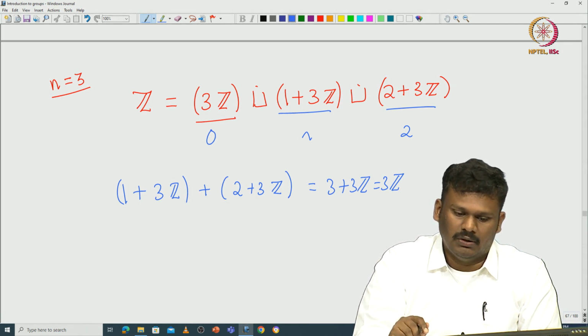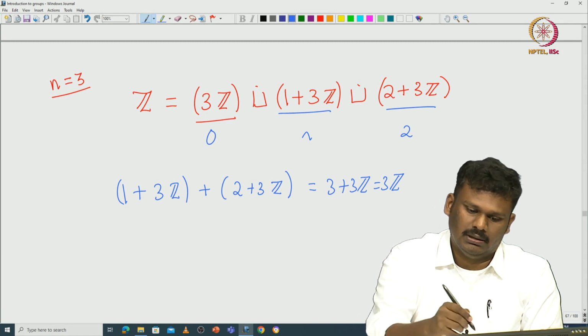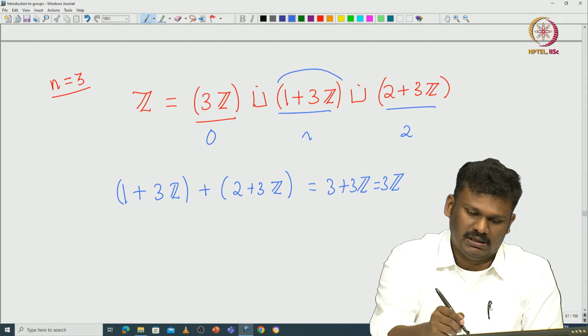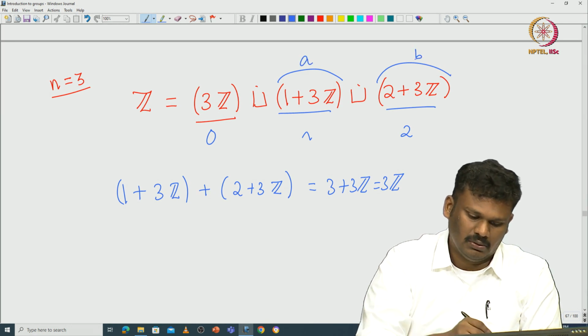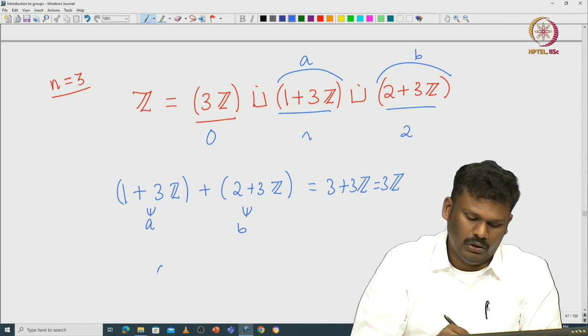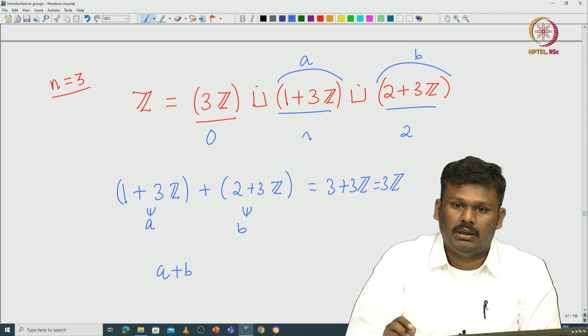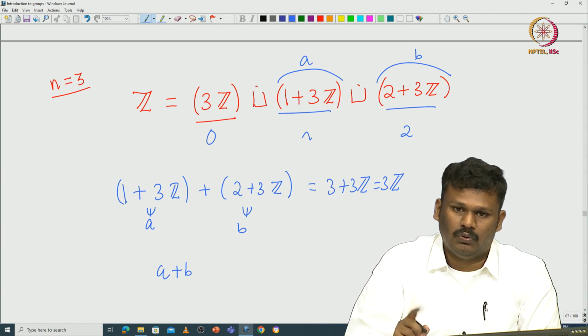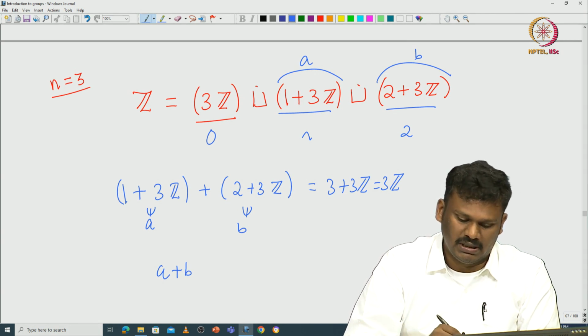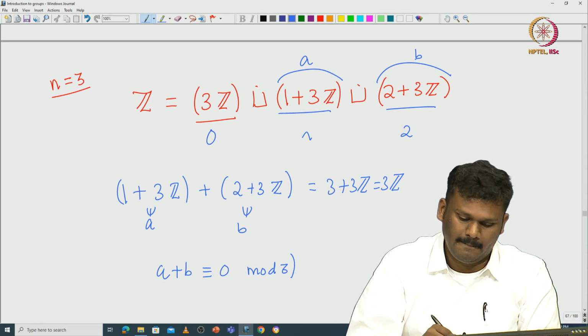Whenever you take numbers, for example, from this set and this set, you call them A and B. That is what you are adding now. You are taking A here and B here. When you add them, what happens? If you are only interested in the remainder, the remainder is just 0 modulo 3.